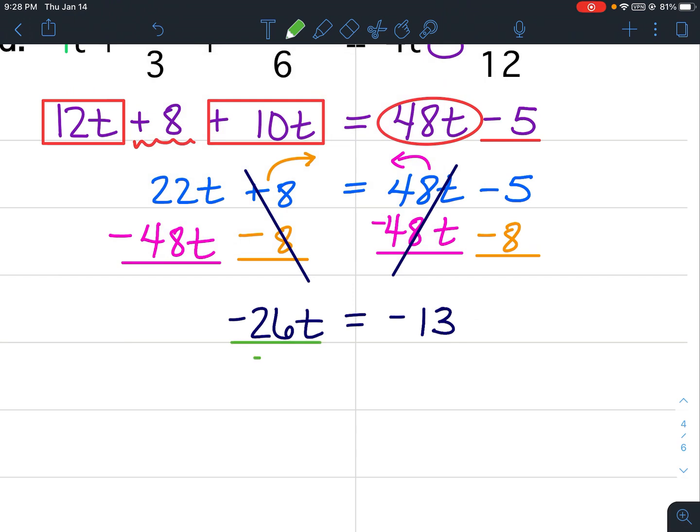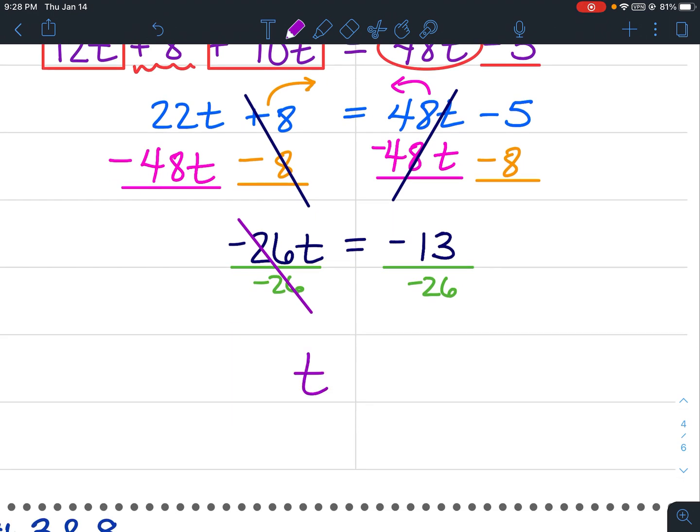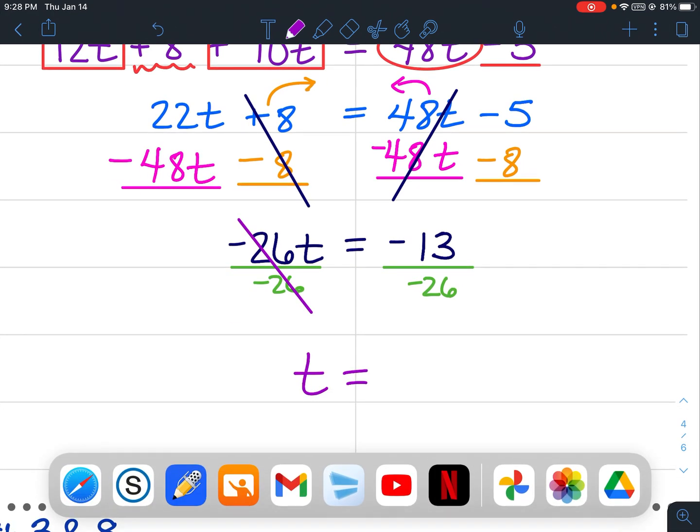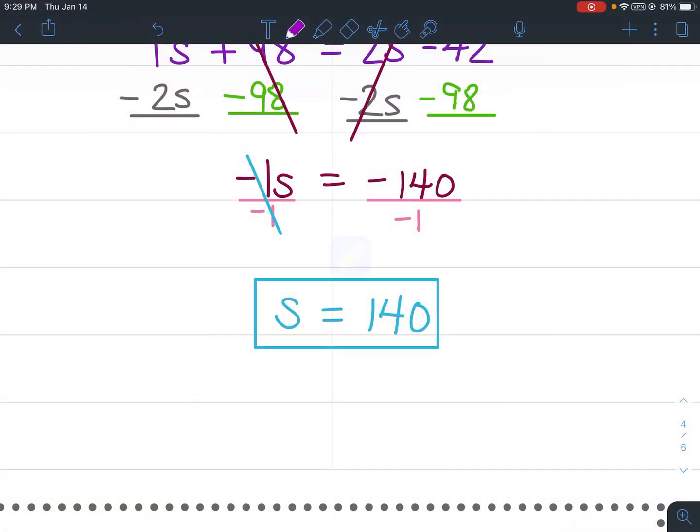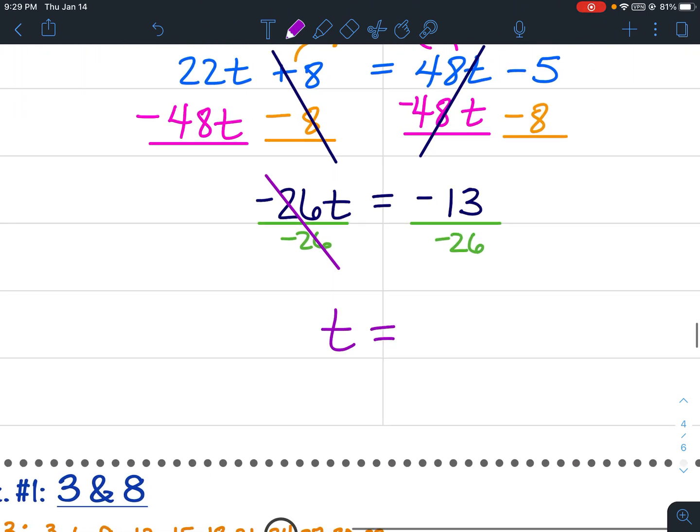Divide both sides by -26. If you can't do that in your head, if you can't recognize that that's going to be 1/2, then you need to put it in your calculator. -13 over -26. And you get 1/2. So t equals 1/2.